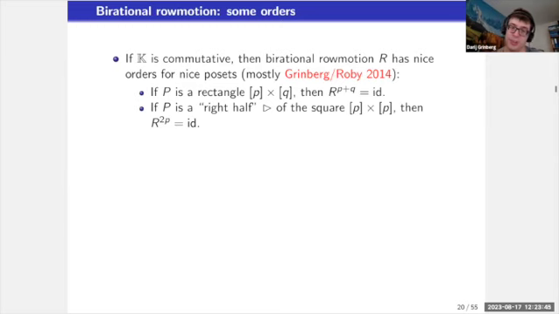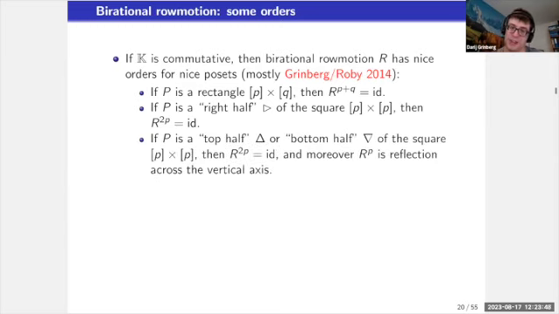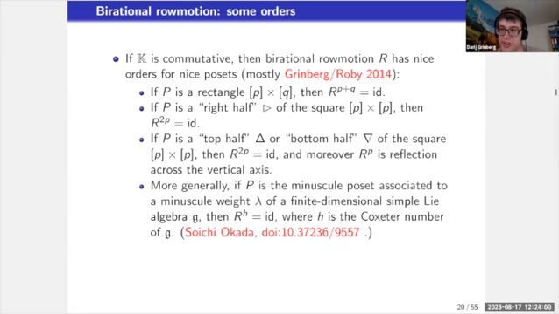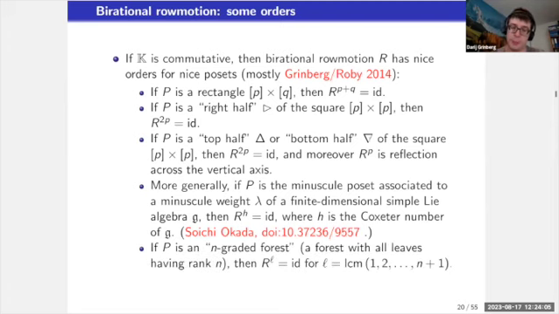If P is a certain triangle, you get the 2P order. If P is another kind of triangle, again, you get the 2P order. And moreover, if you do it P times, everything gets flipped in the vertical line. So again, the same symmetry comes out. There is a more general result by Soichi Okada about minuscule posets of Lie algebras. And there are also results about certain forests. A forest is a poset where you just say the children of a node are bigger than the node. And if the forest is graded, so if every maximal chain has the same length, then you get an explicit order for R.